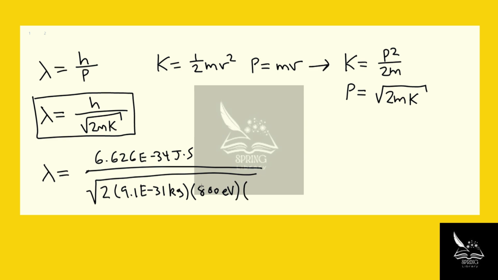And then we need to convert our electron volts into joules using 1.6 times 10 to the negative 19 joules per eV. And once we do this calculation, we end up with a value of 4.34 times 10 to the negative 11 meters, so very small.